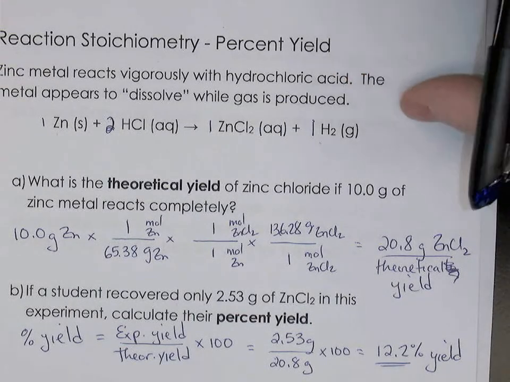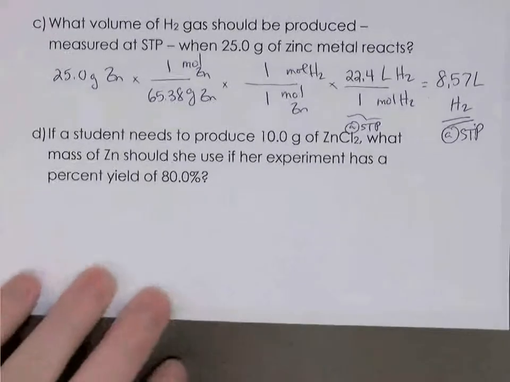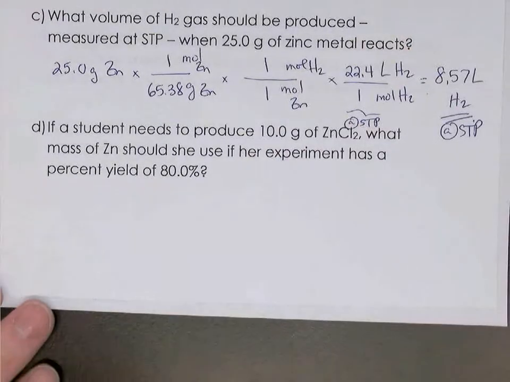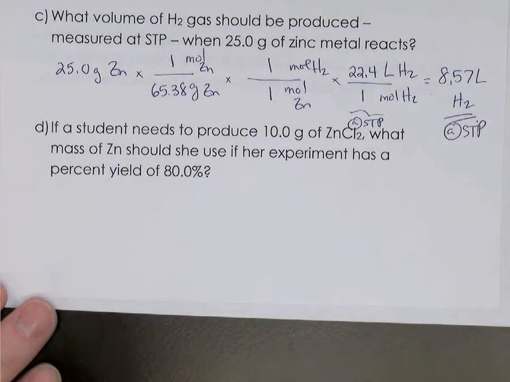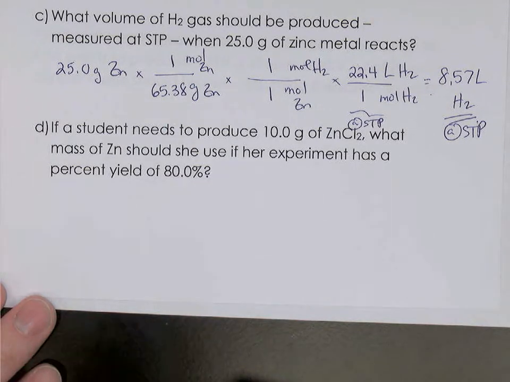Zinc plus hydrochloric acid makes zinc chloride and hydrogen. So they need 10 grams of zinc chloride. What mass of zinc should they use if their experiment has a percent yield of 80%? Now, without that last bit, if it had just asked what mass of zinc should they use, then I'd just jump in with unit multipliers, starting with the 10 grams of zinc chloride, and I could predict how many grams of zinc you should use.